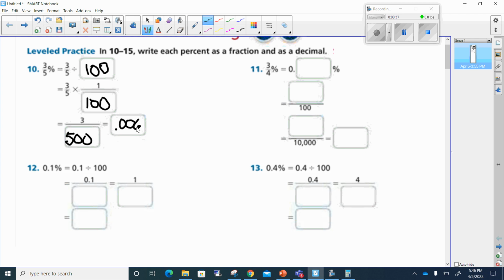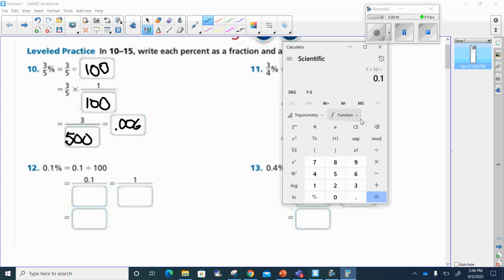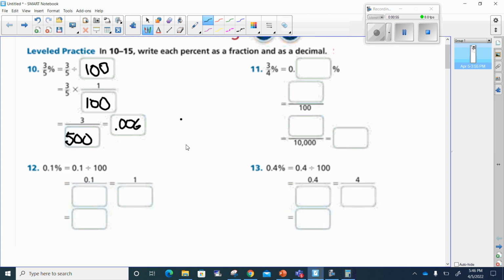0.006. I'm going to double check that with my calculator. I'm pretty sure I'm right. Let's see. 3 divided by 500, 0.006. Very good. All right, let's go to number 12 now.